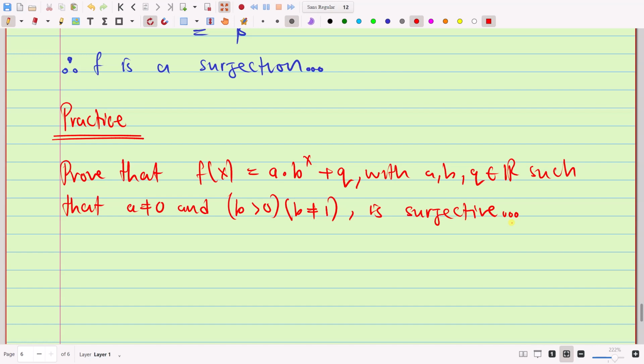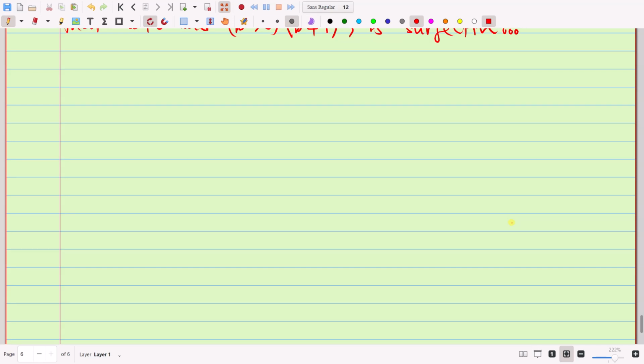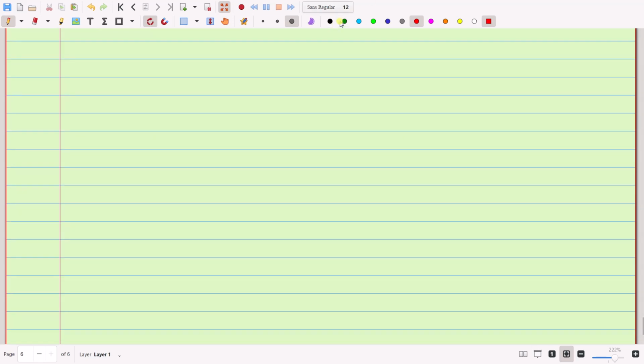You see, so to prove that a function like this one with all these conditions applied to it is a surjective function, you can do that as practice. I'm not going to do that at this point in time.